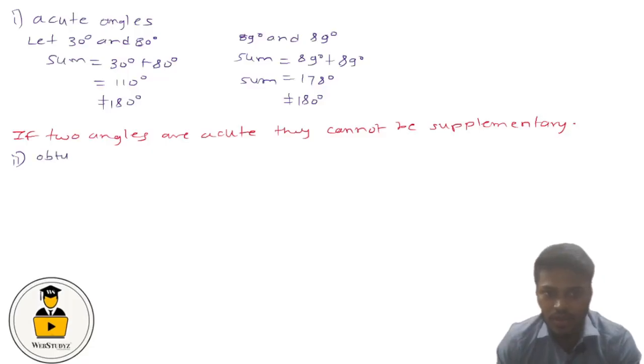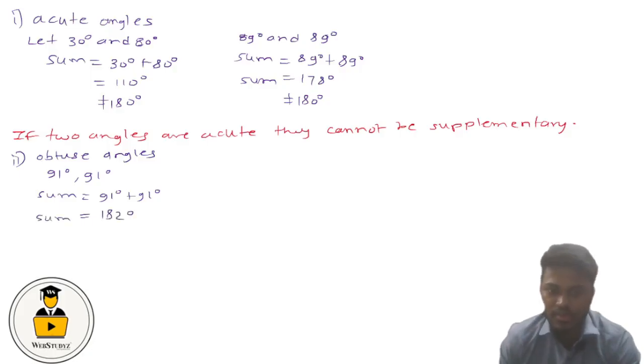So here we have to check obtuse angles. Let us assume the angles to be 91 degrees and 91 degrees. Find out the sum. So 91 degrees plus 91 degrees, the sum comes out to be 182 degrees. Now since it is not equal to 180 degrees, we can say that this pair of angles is not supplementary.